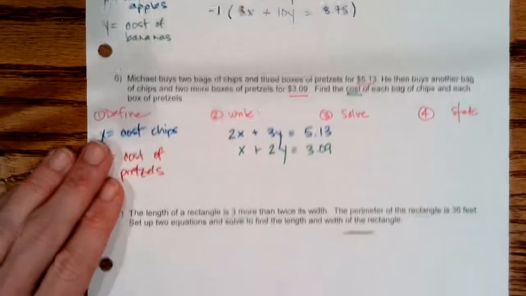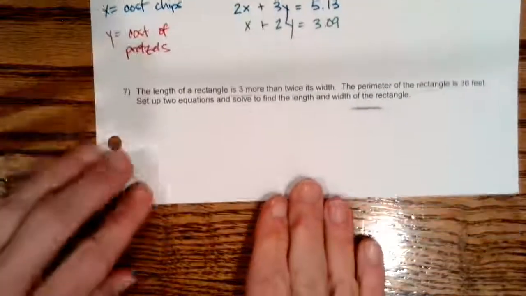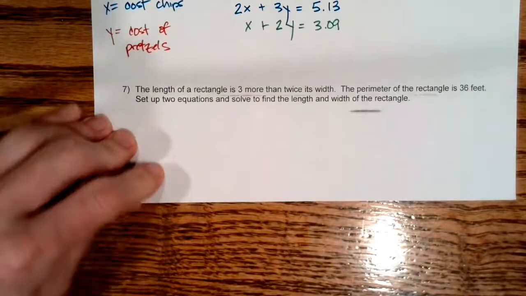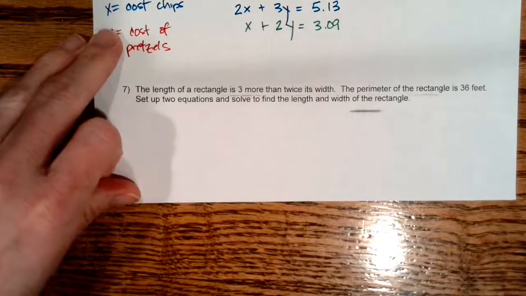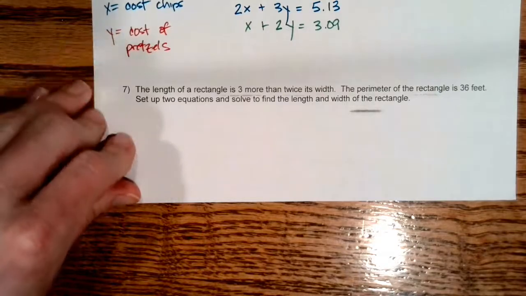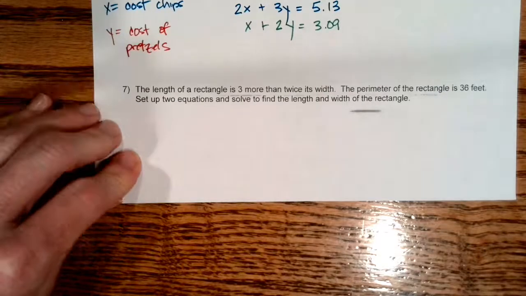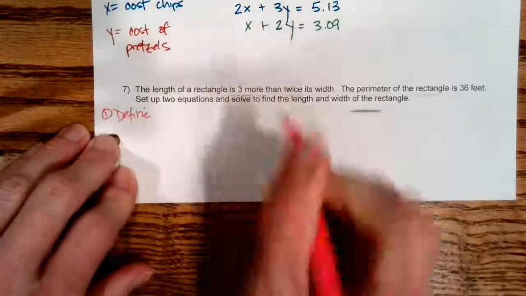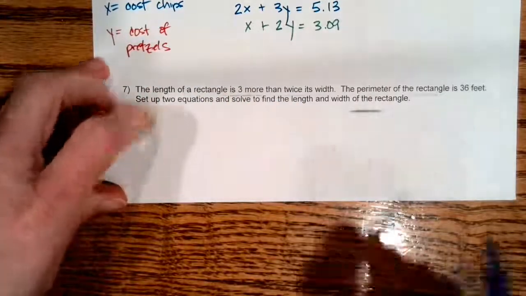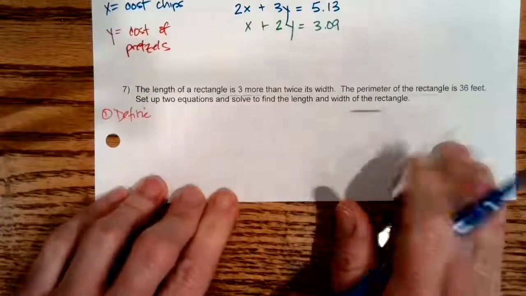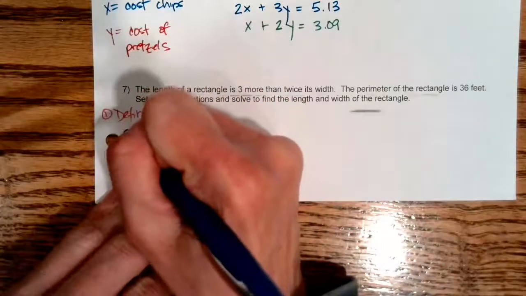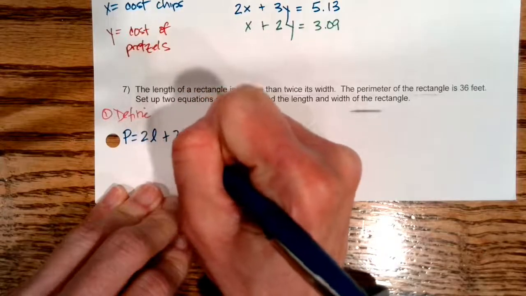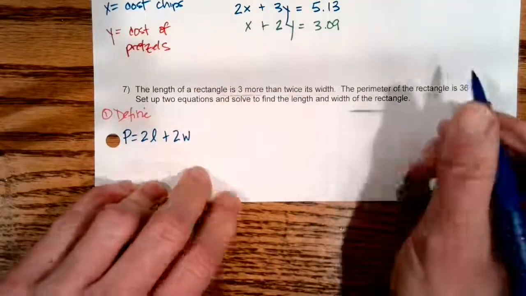All right. The length of a rectangle is 3 more than twice its width. The perimeter of a rectangle is 36 feet. Set up 2 equations to find the length and width. All right, so our first step, of course, is to define our variables. Now, with perimeter problems, what's interesting is we kind of have 3 variables. I know that perimeter is twice the length plus twice the width.